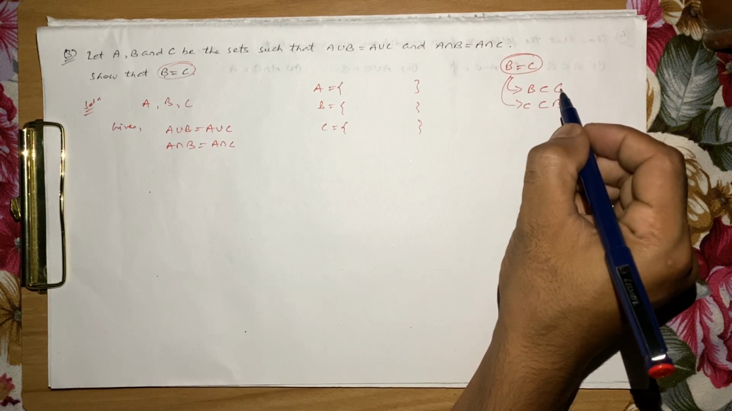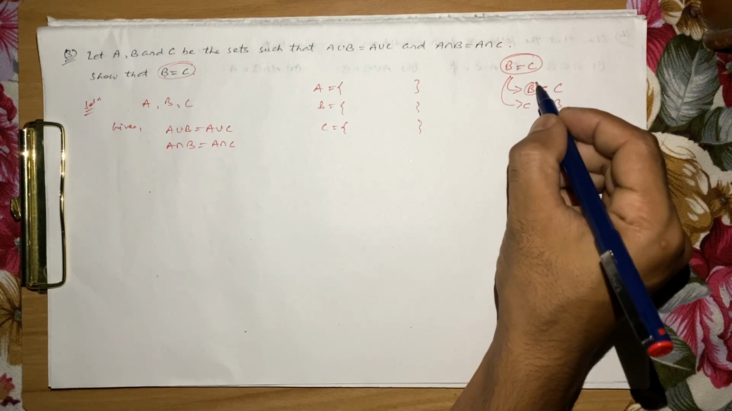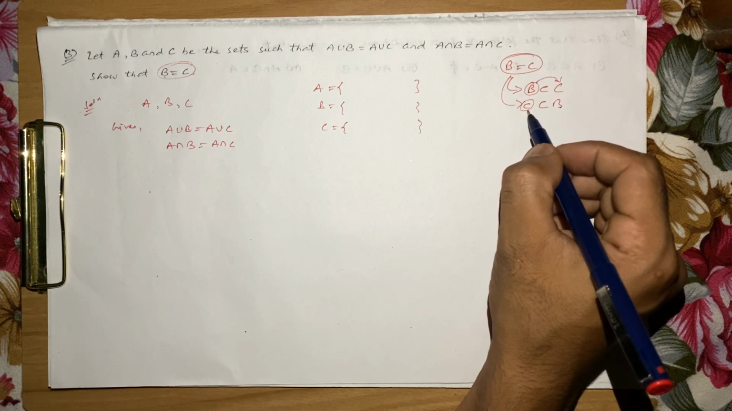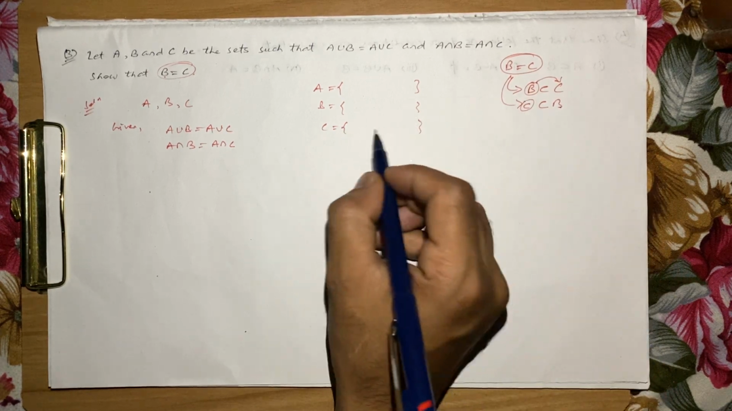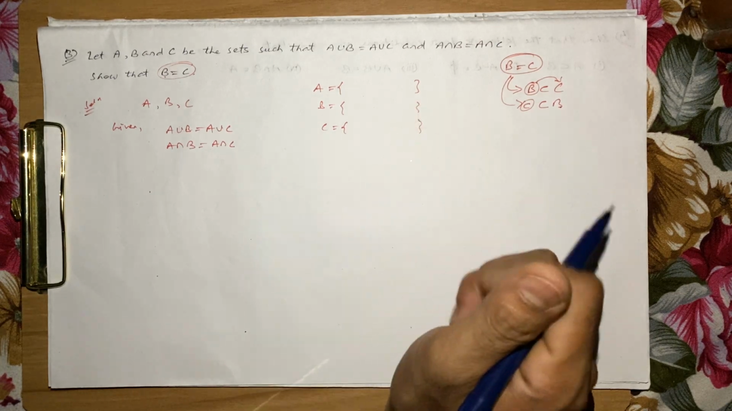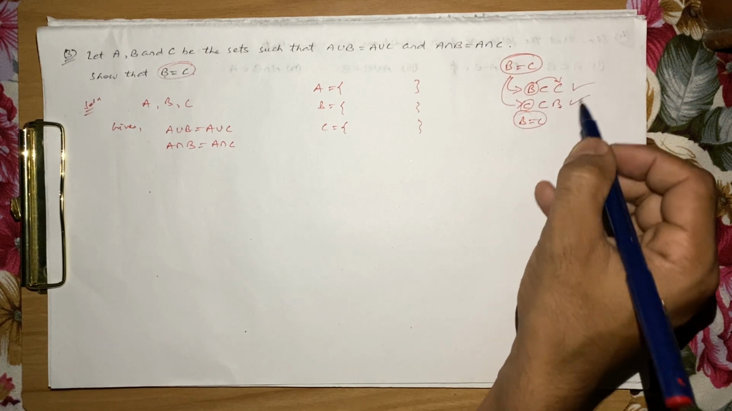Now if B is a subset of C, then what does it mean? According to the definition of subset, all elements of B are present in the set C. And if C is a subset of B, then all the elements of the set C are also present in the set B. It means basically both the sets are equal, that is B is equal to C. So let's try to prove this condition and this condition.